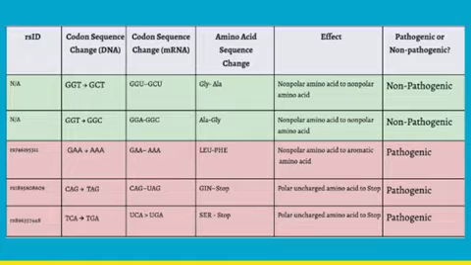This chart shows potential sequence changes for an individual carrying the mutated BLM gene. In this chart, the first two changes are non-pathogenic. This means that they are not disease-causing. However, the bottom three are pathogenic changes, which means that they are disease-causing.